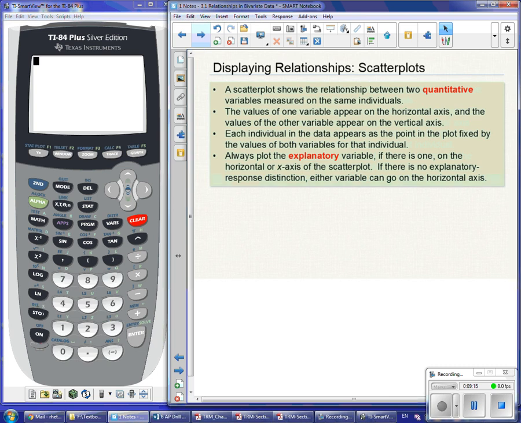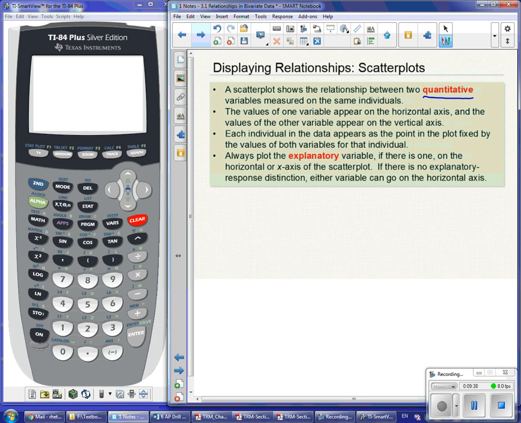And it's important that you guys remember that distinction between quantitative and categorical. I really can't plot categorical data on a scatter plot. There are ways that I can introduce a categorical variable, and I'll show you that in just a little bit. But scatter plots are intended for quantitative data only. The values of one variable are going to appear on the horizontal axis, and the values of the other are going to appear on the vertical axis.